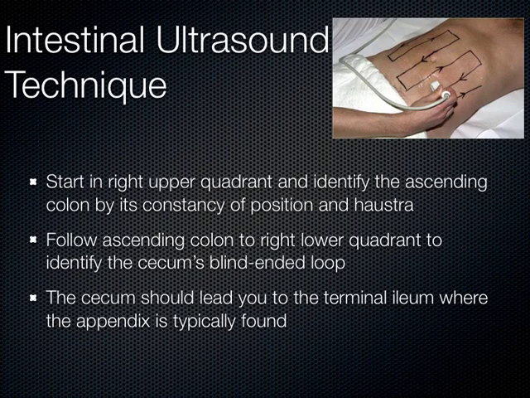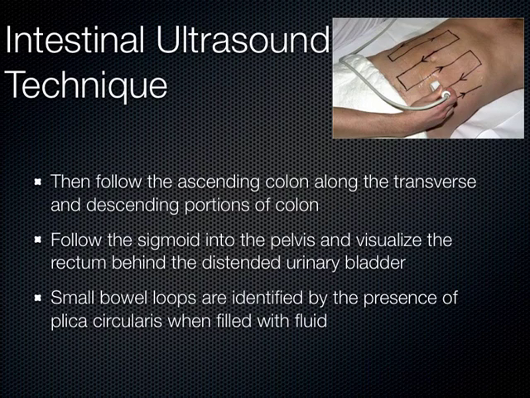Anyway, so you follow that ascending colon down to the right lower quadrant, and that's where you expect to see the cecum with this blind-ended loop there, which brings you to the terminal ileum, where the appendix juts off of. And then once you're at the appendix, then you can go back up the ascending colon and then go across the transverse down the descending portion of the colon. You'll see the sigmoid down in the pelvis, and the rectum, if you want to see that, very easy to see almost always. It's right behind a nice fluid-filled bladder.